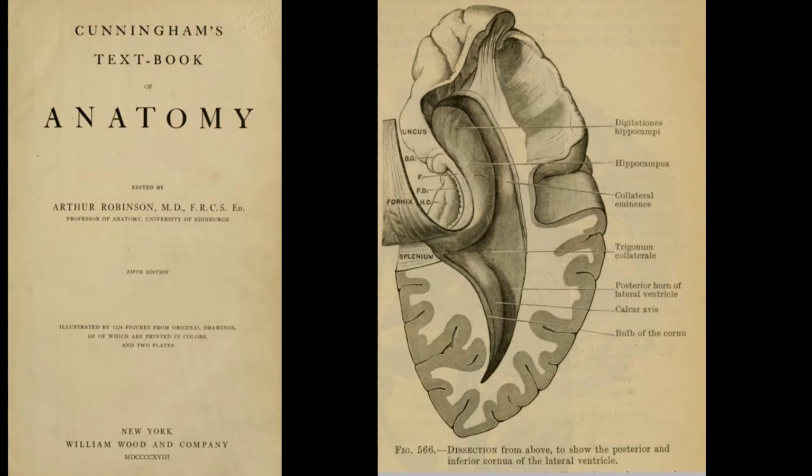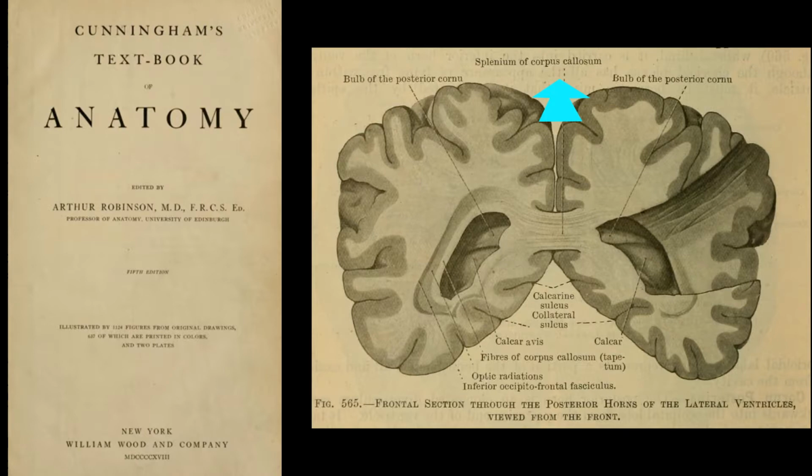Again, I will show you an image from Cunningham's book indicating the hippocampus and the calcar avis. You can see in this drawing why earlier anatomists called the calcar avis the little hippocampus, a term no longer used.